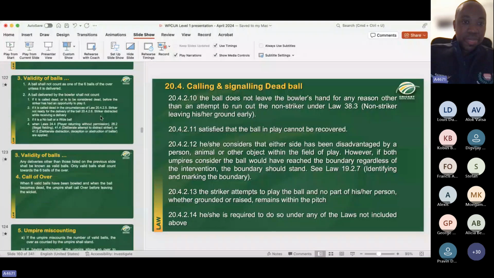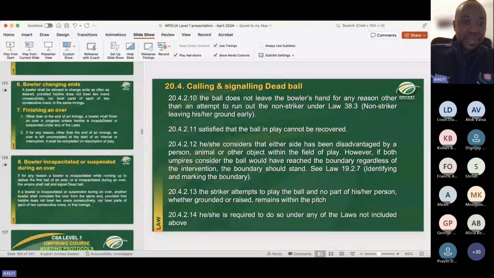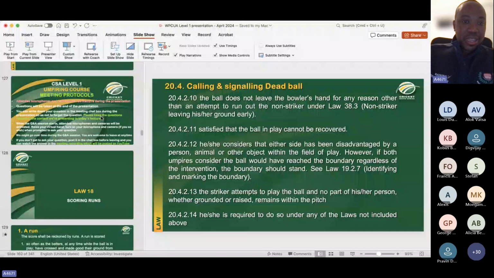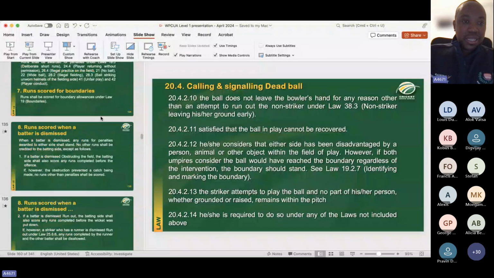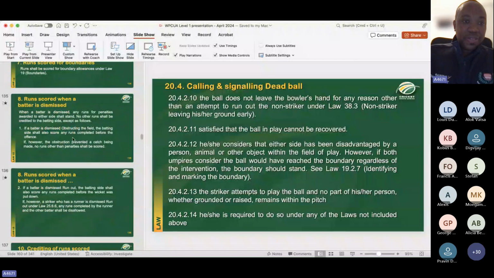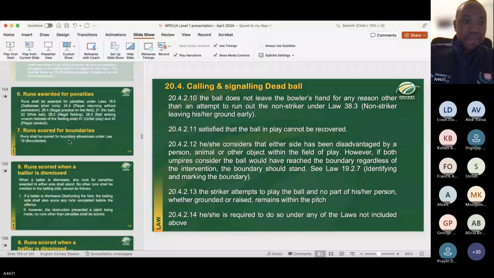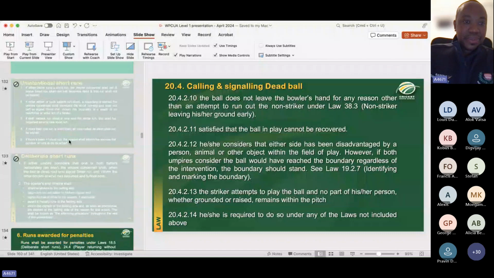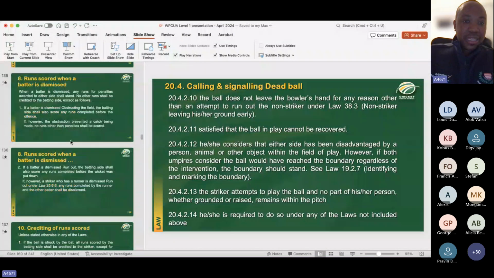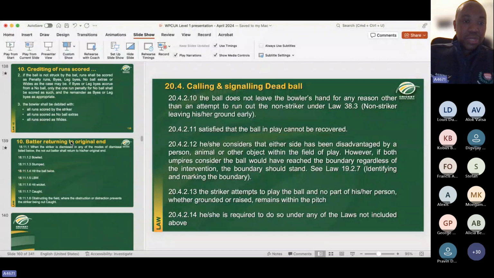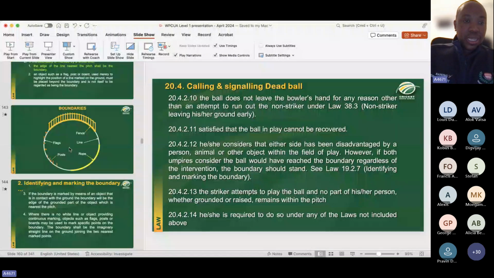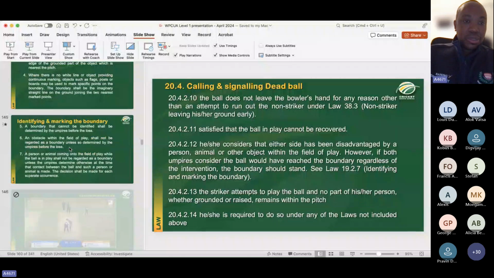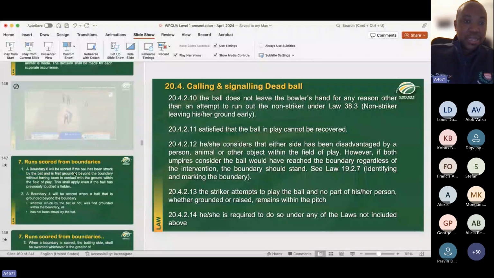Okay, so in my example, remember I mentioned that the ball has been missed by the batter and it has come off his helmet. So that means that a boundary 6 cannot be scored. Why? Because the ball did not hit the bat or was not struck by the bat.